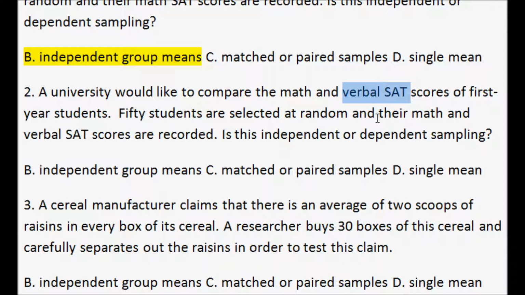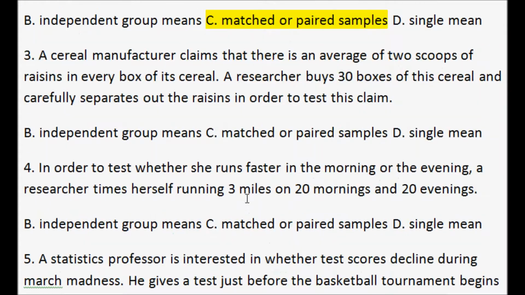But there's a connection between those 50 math and 50 verbal scores. And so, in a sense, they're connected. Well, they're definitely connected. Each student gives me one math score and one verbal score. Because of this direct connection that each student gives me one of each, this is going to be dependent sampling, and I'll select this choice, matched or paired samples. It's not a single mean because you actually have two sets of numbers, math and verbal. Let's go on to the next problem.